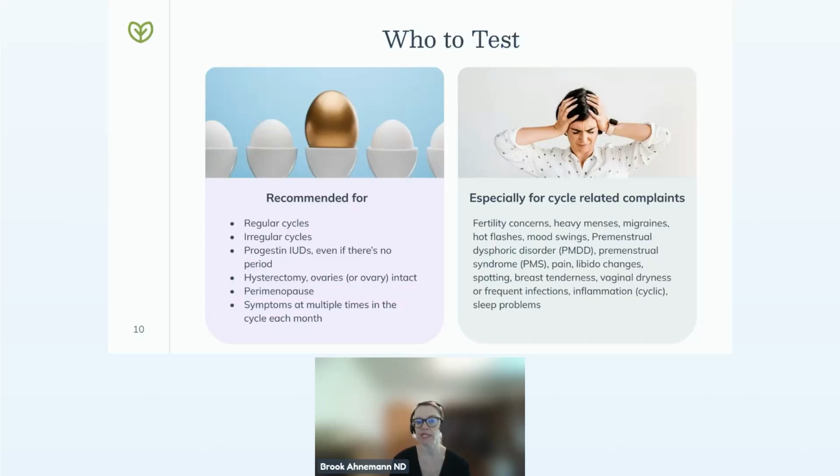Some great times to test is when we do have irregular cycles, when there's perimenopause, or when there's symptoms at certain times throughout the cycle. So, fertility concerns, migraines, mood swings, spotting, breast tenderness, all of these can be great to look at the different hormone levels and fluctuations, both at the time of symptoms as well as what's happening right before those symptoms appear.